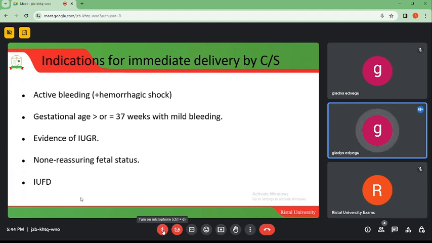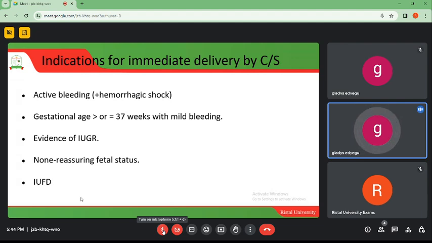low birth weight for age, so that we cannot lose it, and this can be done by immediate cesarean section.